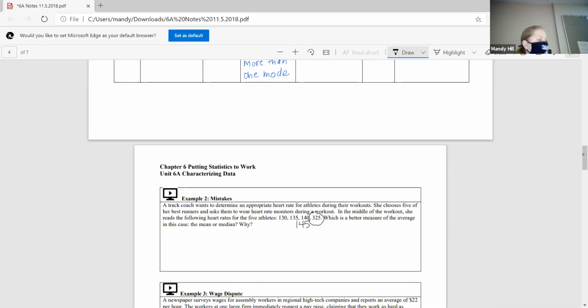Okay, this 325, if this is really what happens, this person probably would be in cardiac arrest. That's not normal. So the question is, which is better measure for average in this case? Would we want to do the mean or the median, and why? What do you guys think? If we want to do mean or median, which is going to be the best representation of this data as to what's really going on with the heart rates in her team?